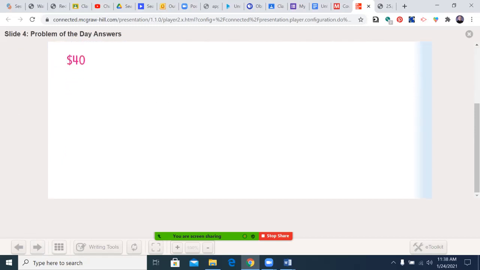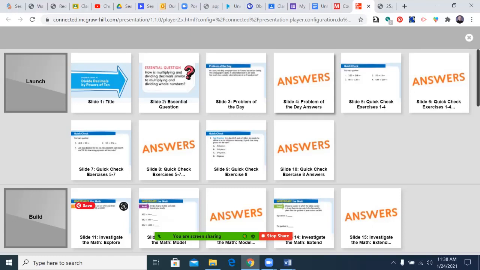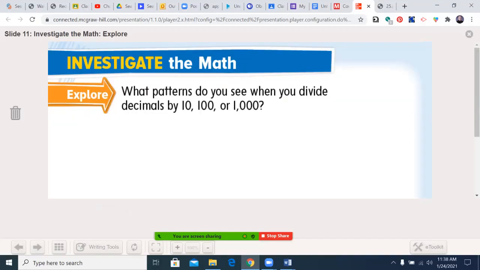All right, so let's get into the teaching for today. What patterns do you see when you divide decimals by 10, 100, or 1000? It's going to be the same as when we were doing this with whole numbers. You're moving the decimal point to the left, whereas when we were doing multiplication, we moved it to the right. It's the exact inverse. And the number of zeros, or the power, will tell you how many spots to go to the left.